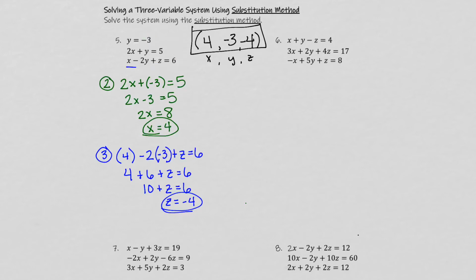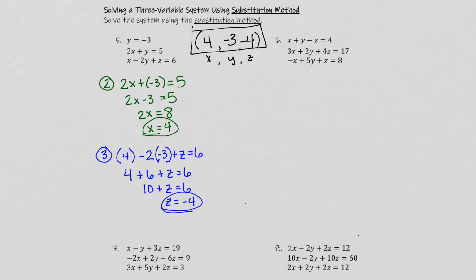To check your solution, you can take these points and plug them in. Here I have y. If I plug in -3, well, -3 equals -3. That is a true statement, so it worked for the first equation. Does it work for the second equation? I plug in 4 for x, so 2 times 4 is 8, and -3 for y, so 8 minus 3 is 5. That one worked out as well.